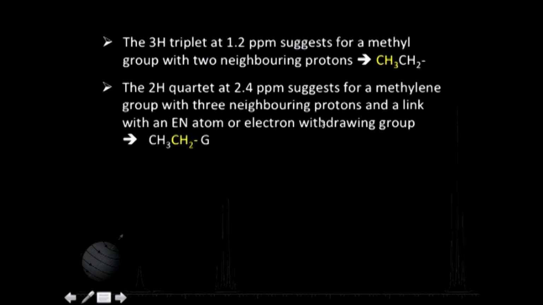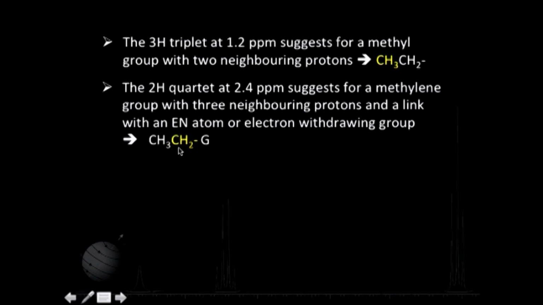The second signal is at around 2.4 ppm. It is a 2 proton quartet. So, a 2 proton methylene group, quartet means there are 3 neighbors, and the location is interesting here, that is 2.4 ppm. That indicates that we are looking for some kind of a methylene group which has 3 neighbors, and also the methylene group is linked to some kind of electronegative atom or an electron withdrawing group.